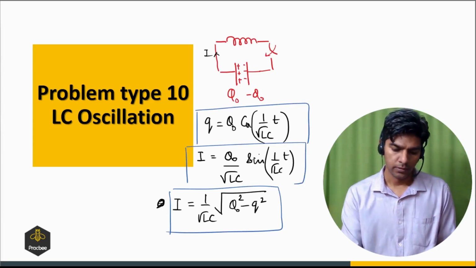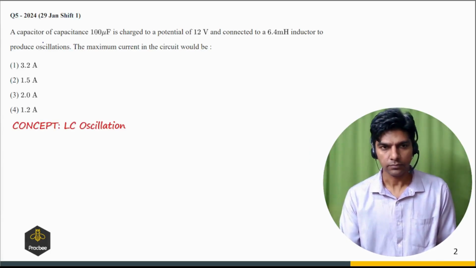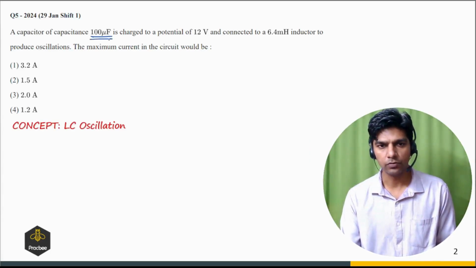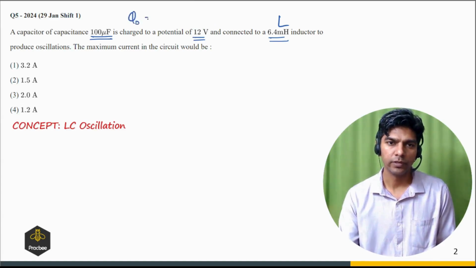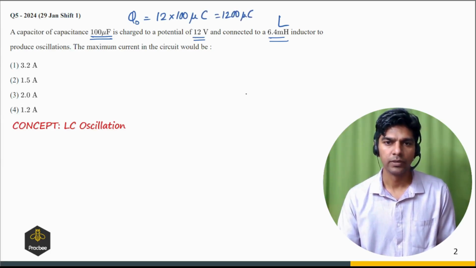Okay. Now let us see a question based on this. A capacitor of capacitance 100 microfarad is charged to a potential of 12 volt and connected to a 6.4 millihenry inductor. So that is L, and this is the initial potential difference of the capacitor. So the charge Q naught will be CV. So that will be 12 times 100 microcoulomb, which is 1200 microcoulomb.